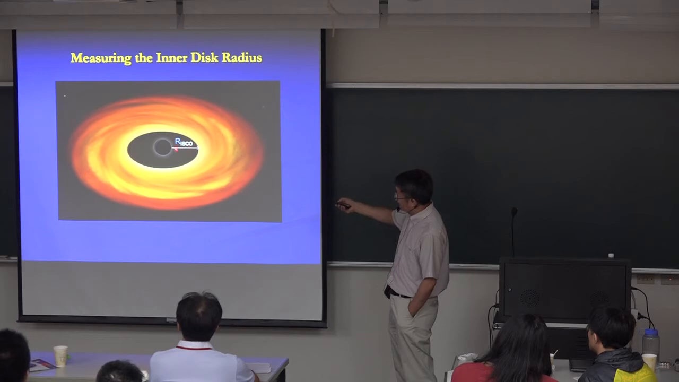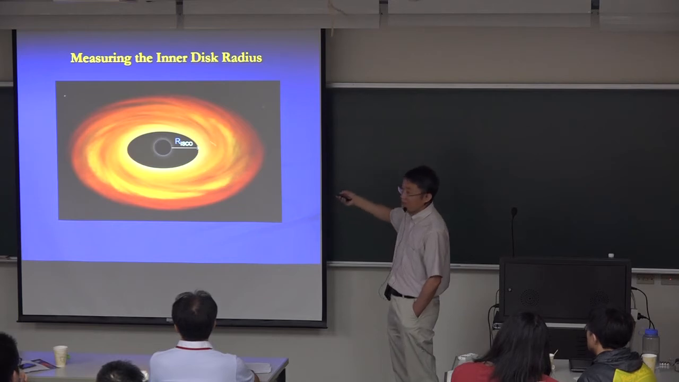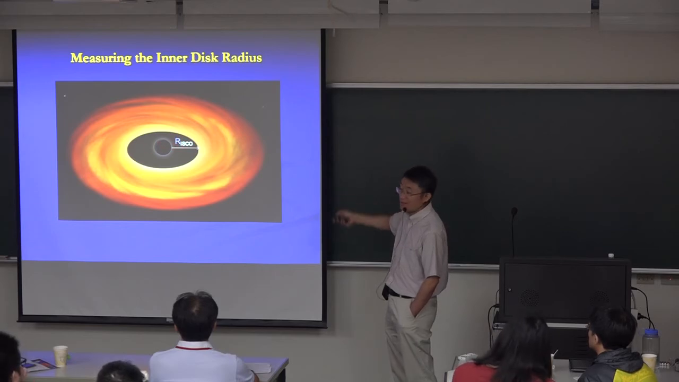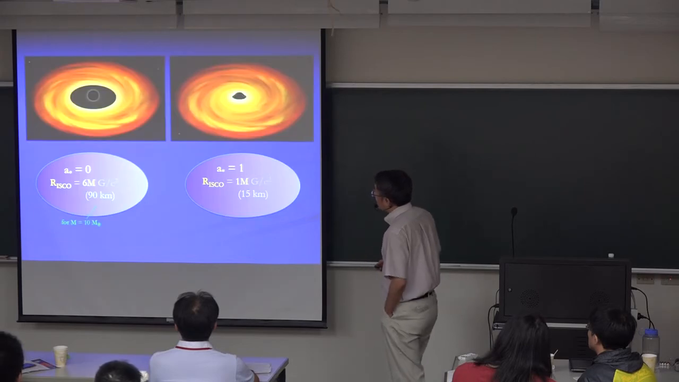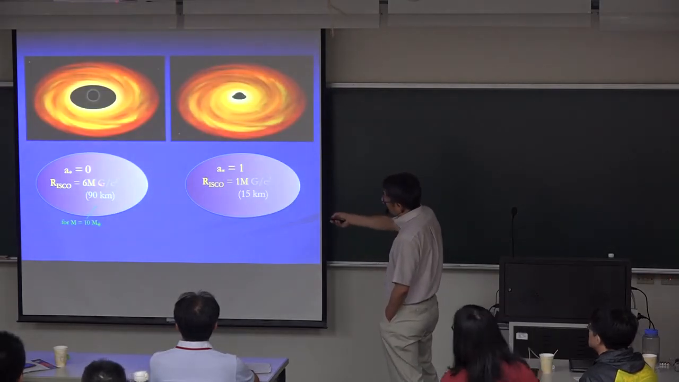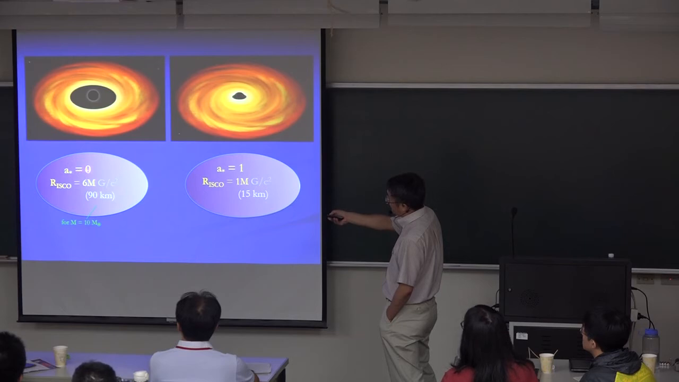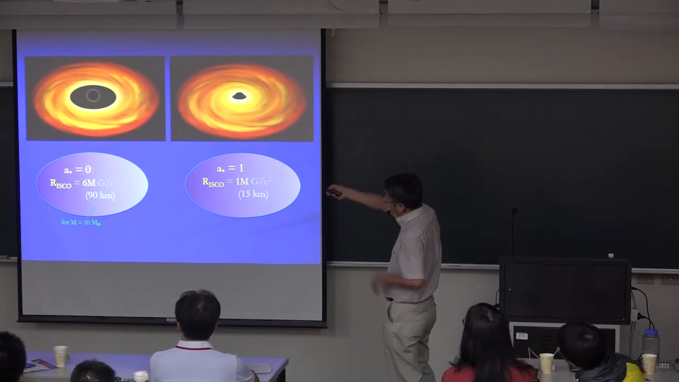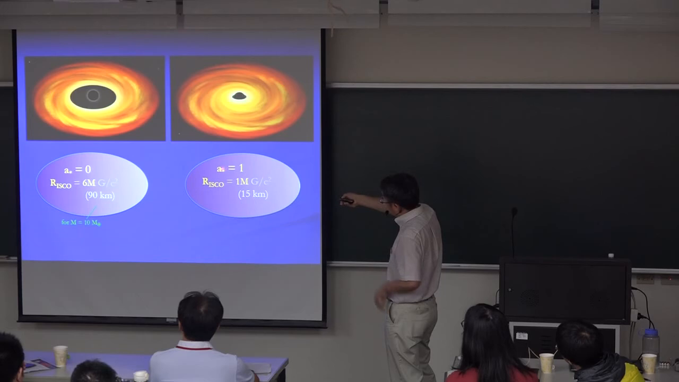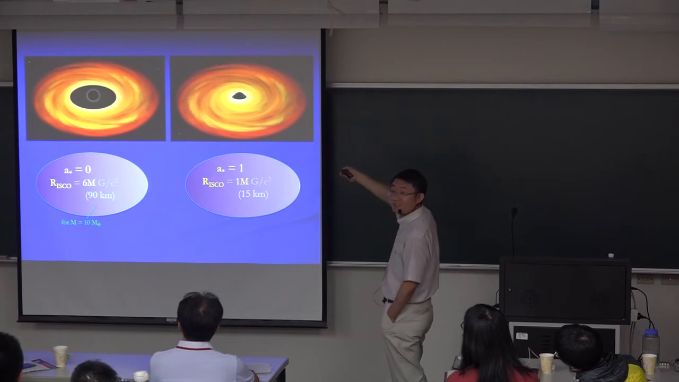Within this radius, there will be roughly no radiation. Only beyond this radius can the accretion disk have strong radiation. And this value is a function of black hole spin. This is why once we get this value, we will have the black hole spin. This is the schematic figure. For zero black hole spin, the radius will be large. If the spin is equal to 1, you can see the radius of the ISCO will be much smaller. Okay?